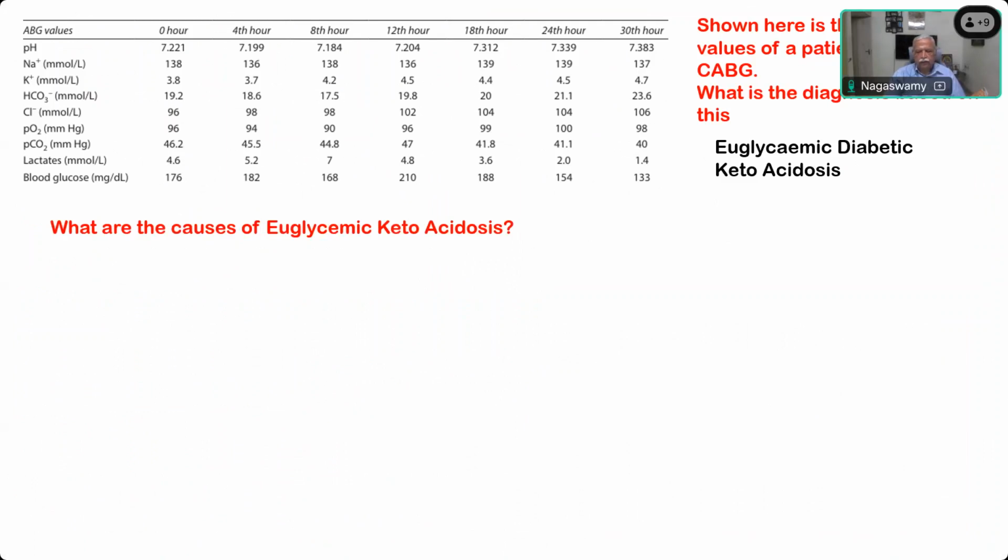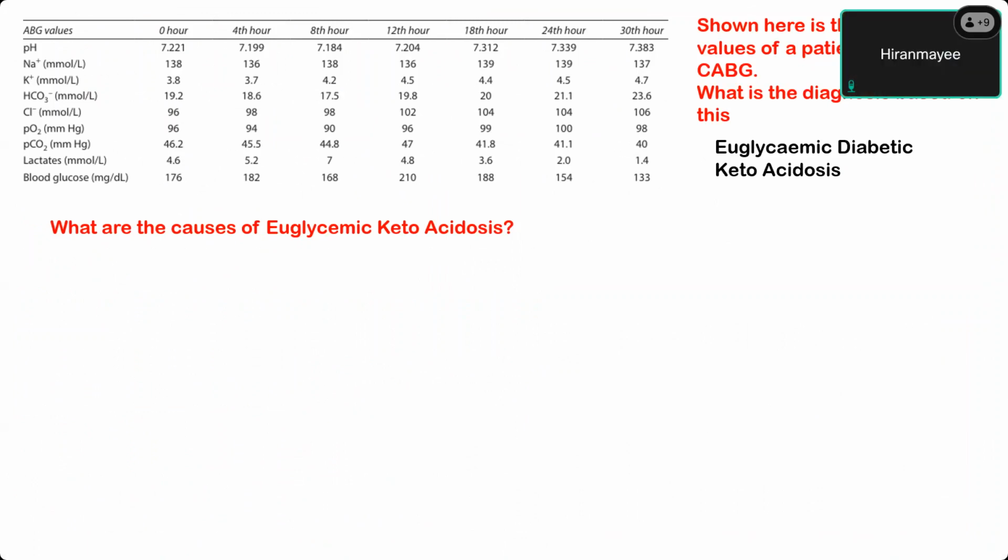Causes: surgical stress, and starvation ketoacidosis. Supposing a diabetic patient is treated with a particular anti-diabetic agent, can it cause euglycemic ketoacidosis?